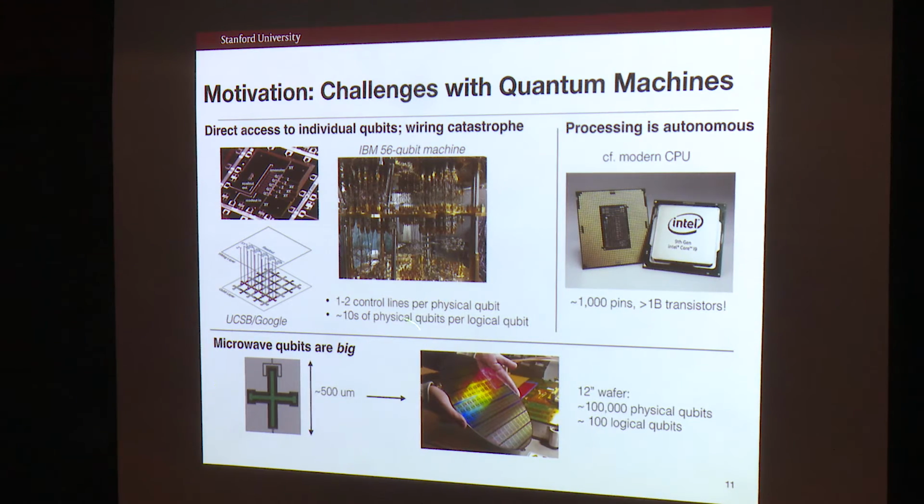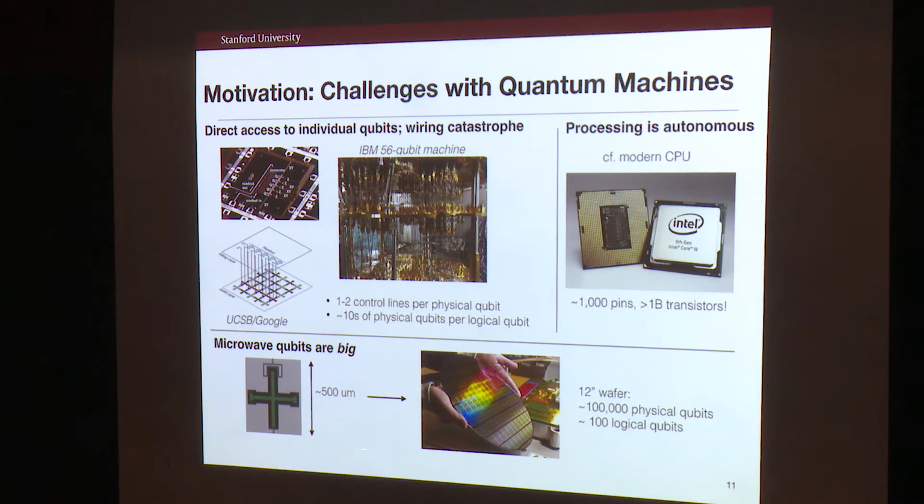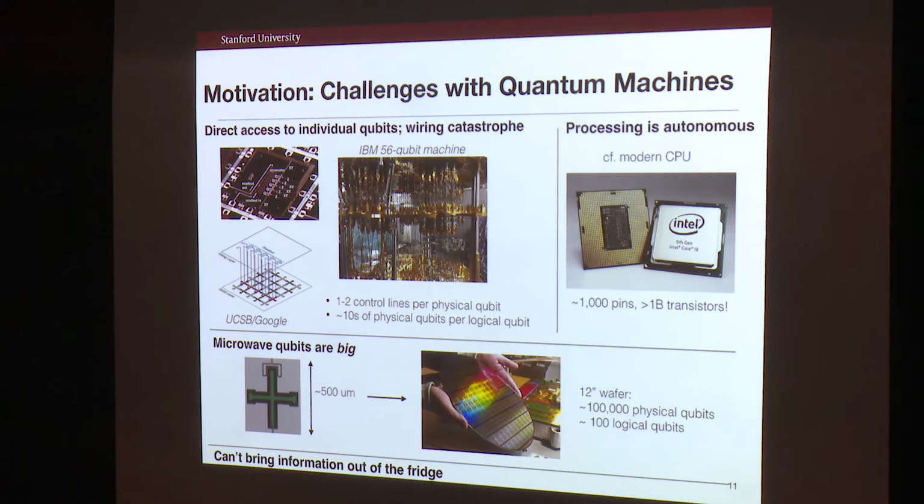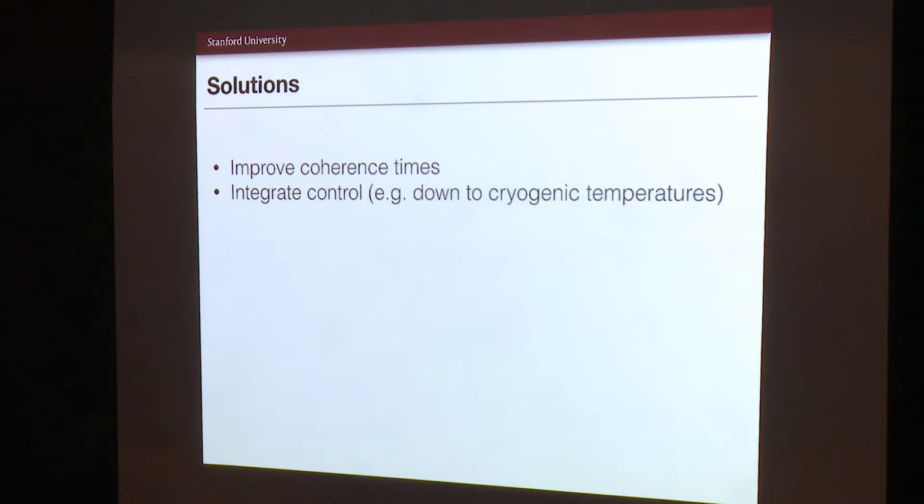Another one is that microwave qubits are fairly big, especially these transmon qubits. They end up being hundreds of microns, and so if you want to have 100,000 physical qubits, you're talking about something like a 12-inch wafer, which is hard to do. And finally, we can't bring information out of the fridge, and so this has led to a lot of work from a variety of different groups and companies on trying to improve coherence time. So if you improve your coherence times, then you need fewer qubits to do something interesting.